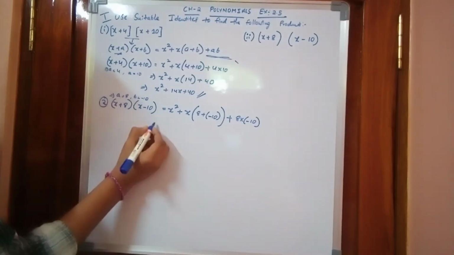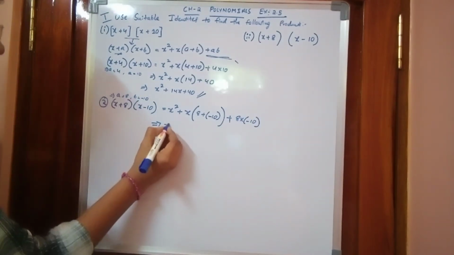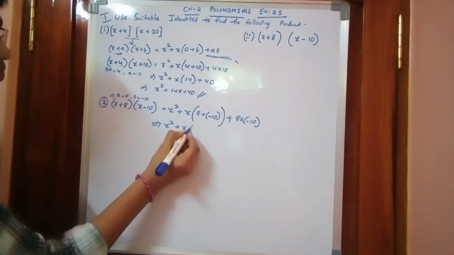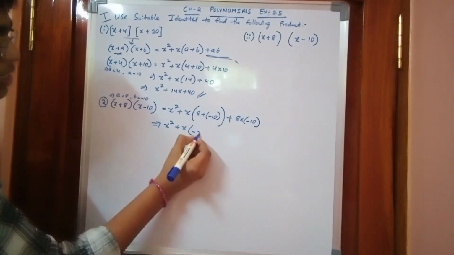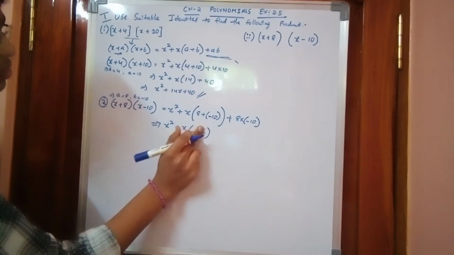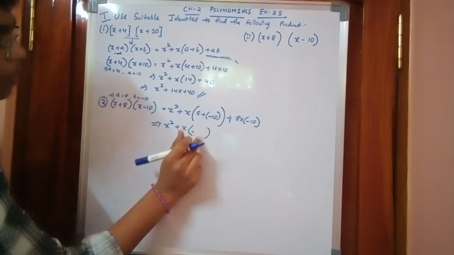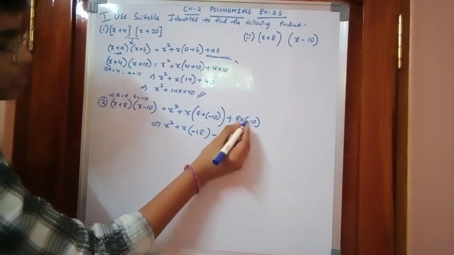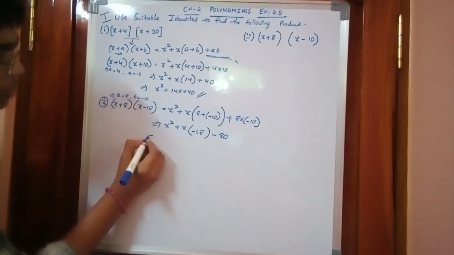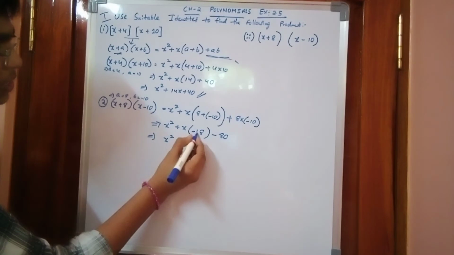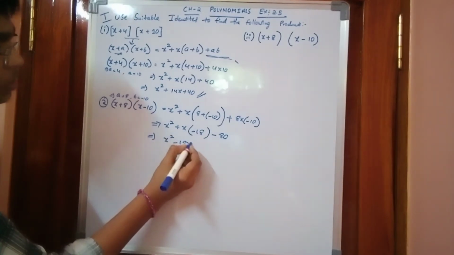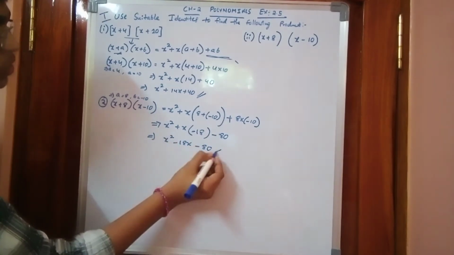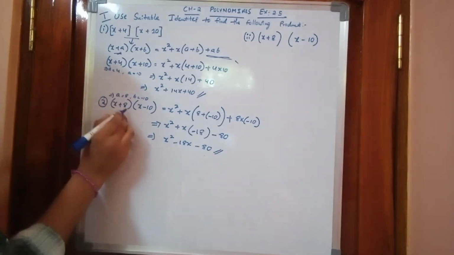So multiplying this, x square plus x of minus 2, and plus into minus 80. So this implies x square minus 2x minus 80. This is the answer of the second one.